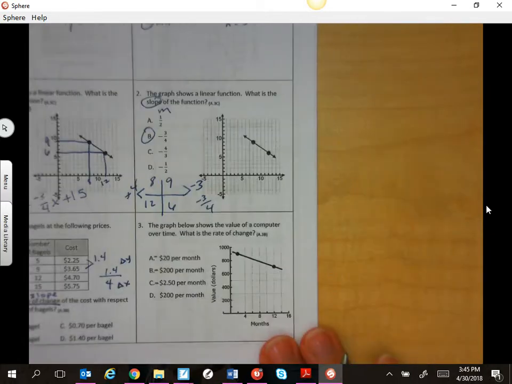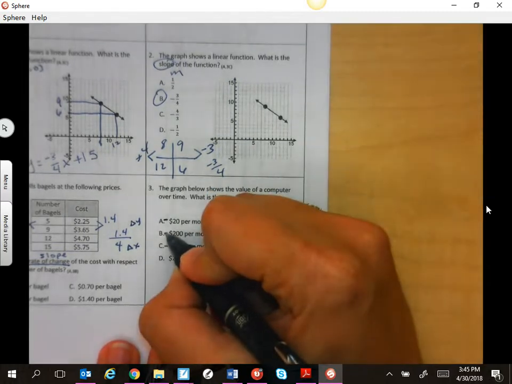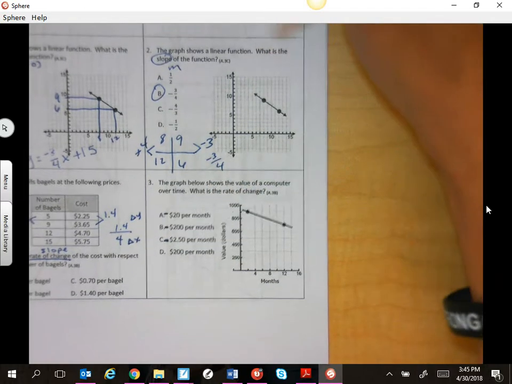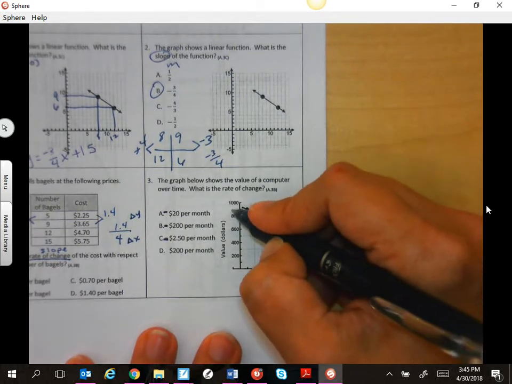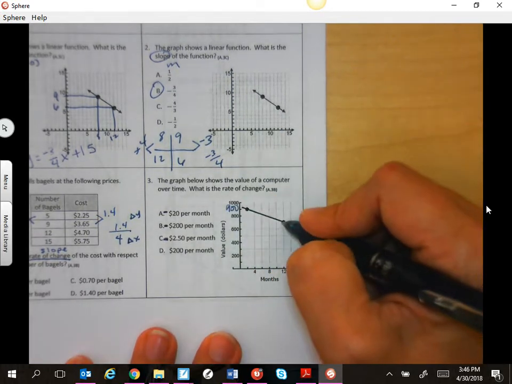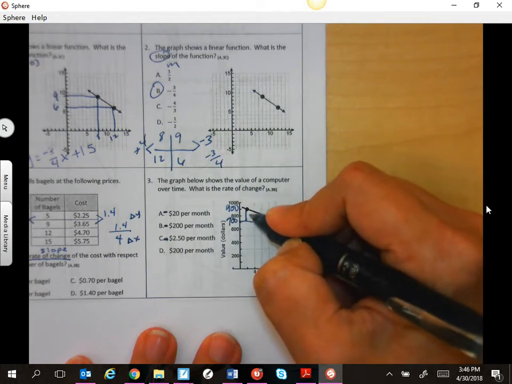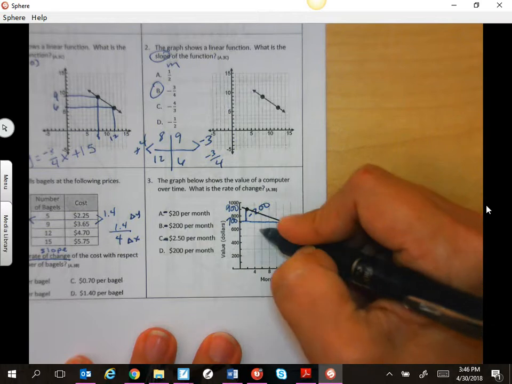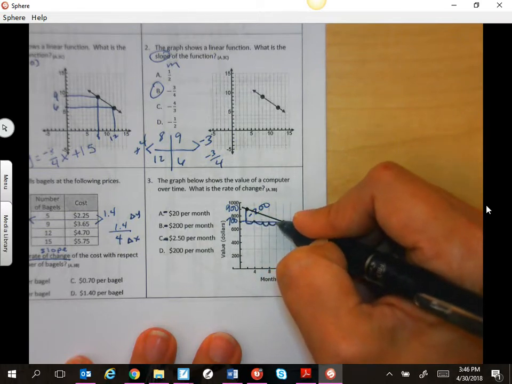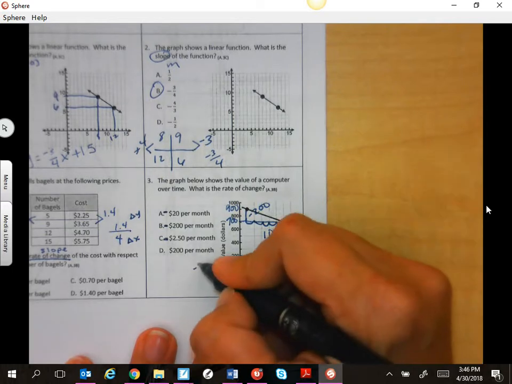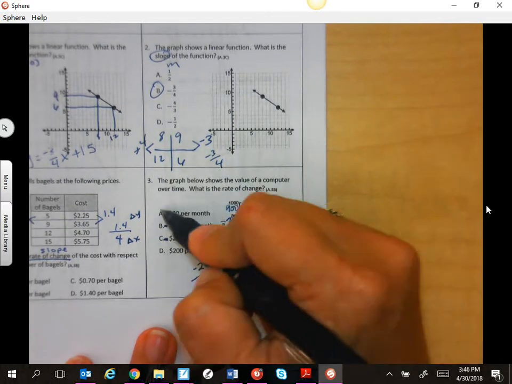Number 3 actually had a typo. I meant to tell you that ahead of time. I apologize. So we're going to make all of these negative. And when you went to the computer, you saw that. So we can count. These are counting by 100. So if I'm going to go from 900 to 700, that's going to be a negative 200. And these are counting by 2. So 2, 4, 6, 8, 10. So negative 200 over 10 is negative $20 a month, which was A.